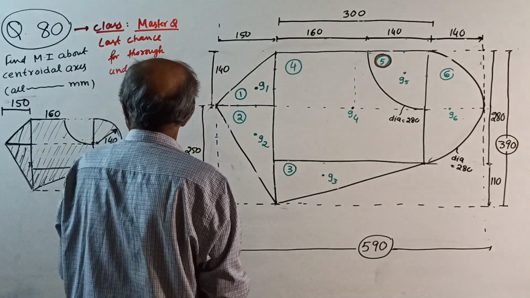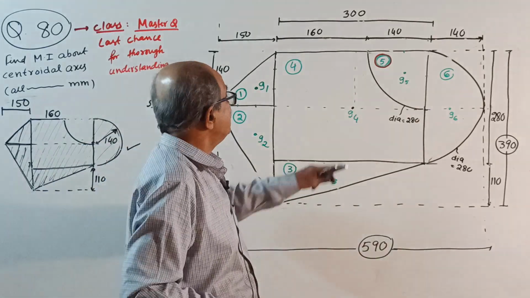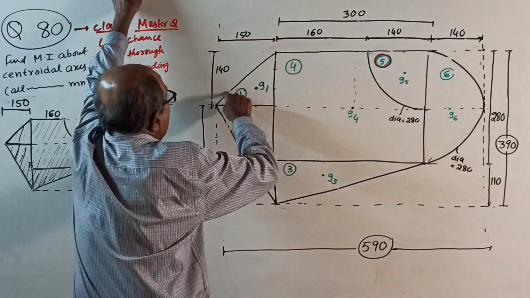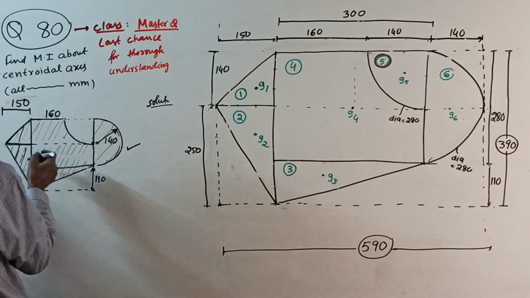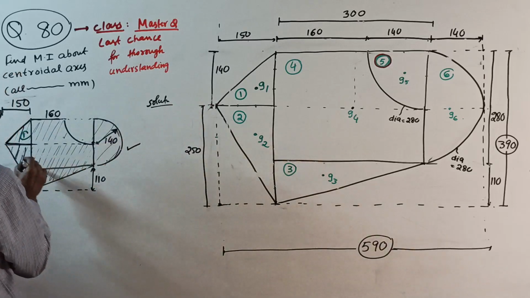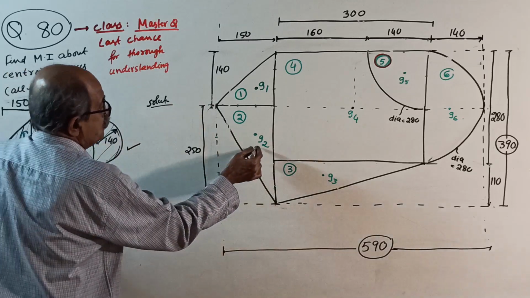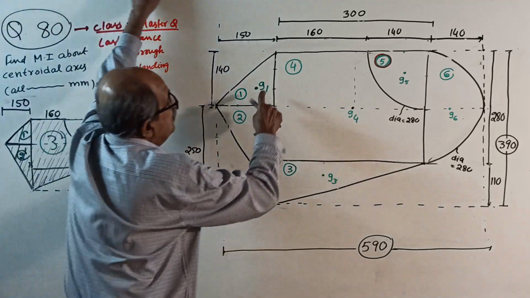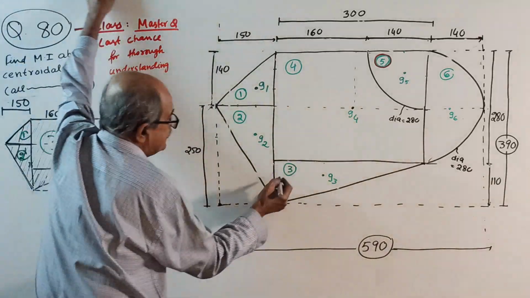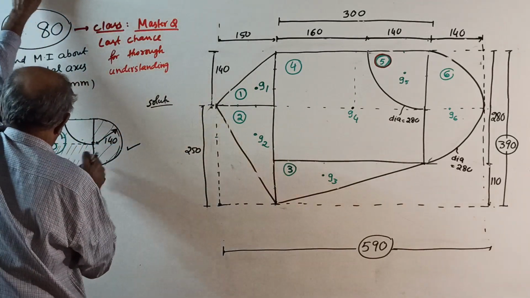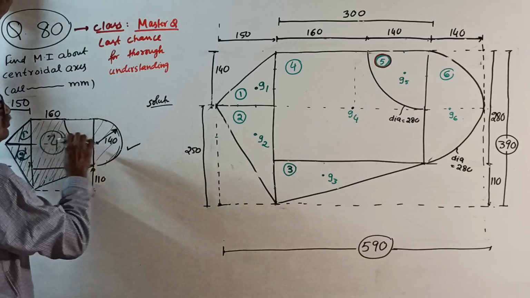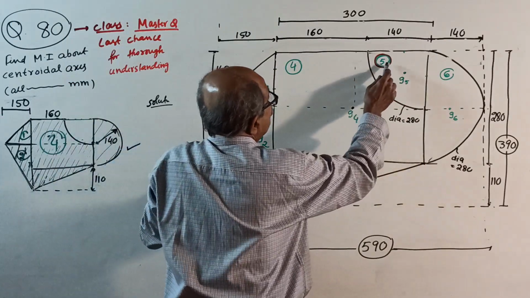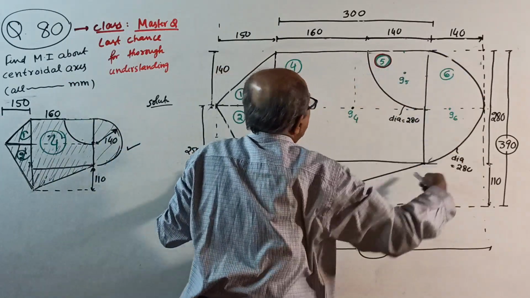Divide into parts. Usually I take rectangle 1, cut out 2. No, why always sideways? We will start from here. This triangle I will take 1. This I will take 2. My choice. This triangle I will take 3. This full rectangle I will take 4. And this cutout I will take 5. This I will take 6.